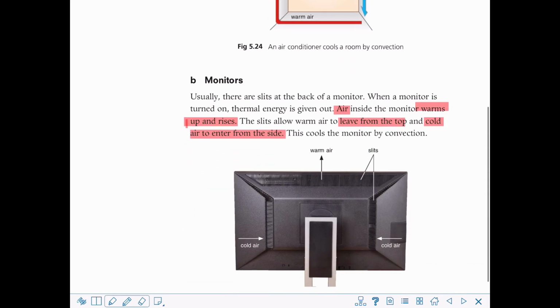B. Monitors. Usually there are slits at the back of a monitor. When a monitor is turned on, thermal energy is given out. Air inside the monitor warms up and rises. The slits allow warm air to leave from the top and cold air to enter from the side. This cools the monitor by convection.